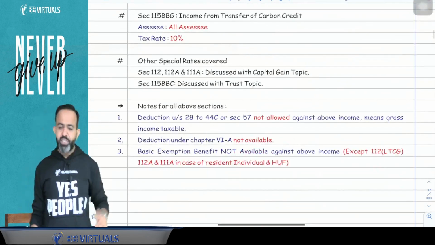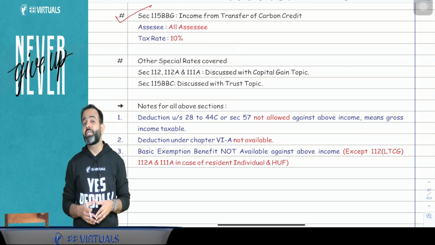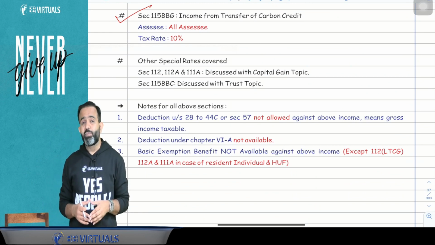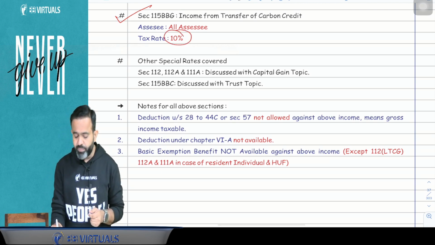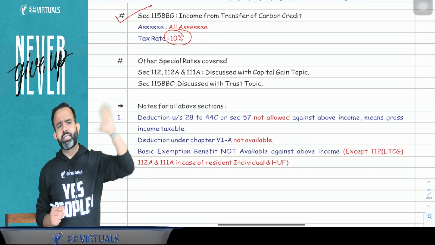Yes. Now the next section is 115BBG. 115BBG is related to income from transfer of carbon credit. If any person transfers carbon credit, then that income is taxable at the rate of 10%, and guys, that income is taxable on a gross basis. On a gross basis it is taxable at the rate of 10%.